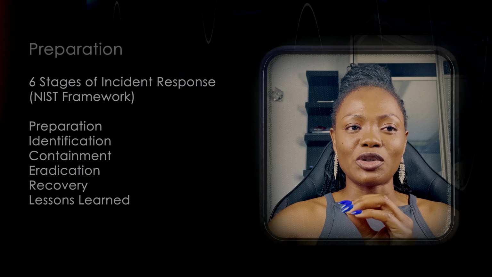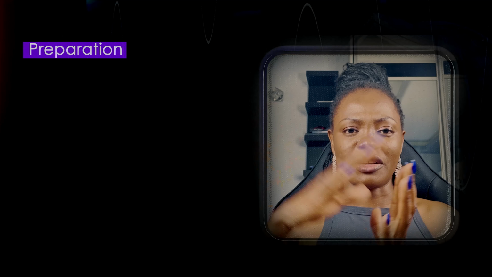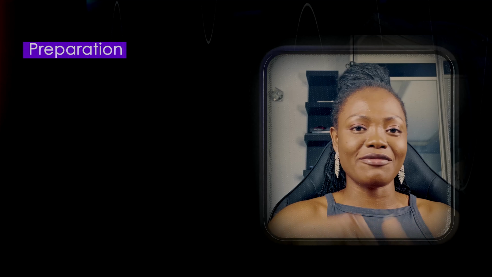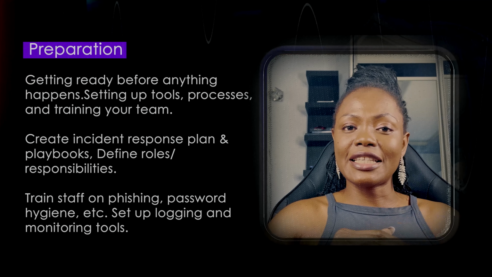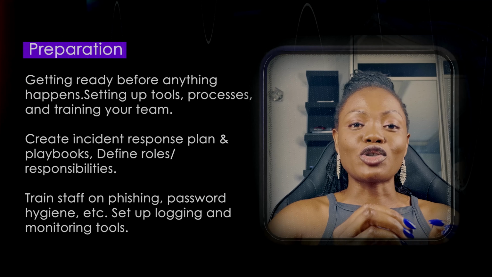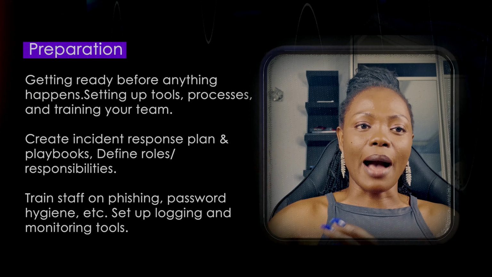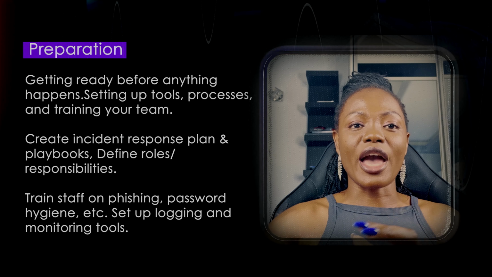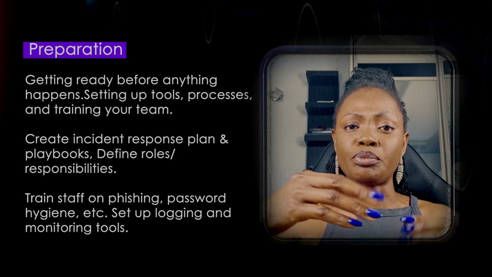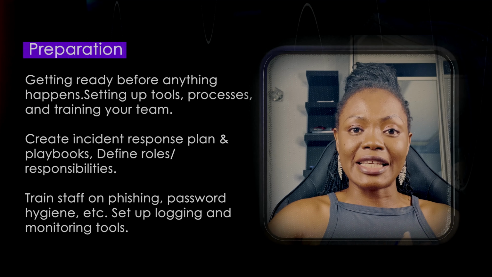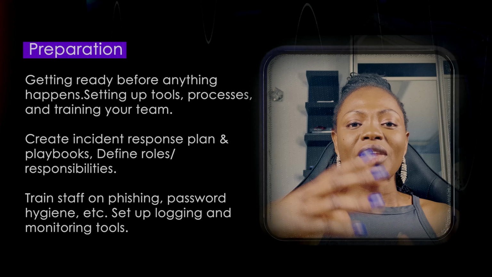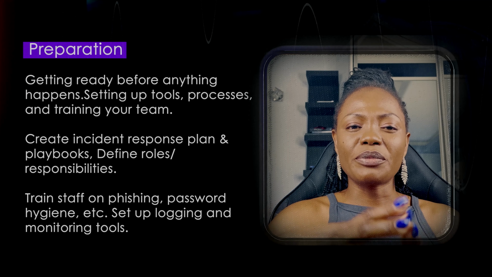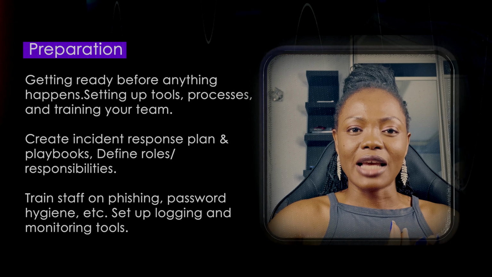Now, what happens with preparation? Preparation is when you're getting ready for an incident that might occur. In this stage, the incident has not occurred yet. You're just getting ready in case an incident might happen. This is the stage where you set up the tools, you set up the processes, and you train the team that is supposed to respond to the incident. It is in this stage that you create something called the incident response plan and playbooks.